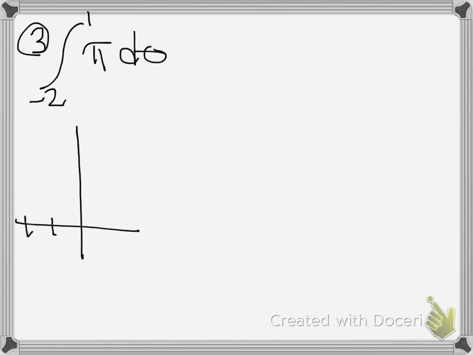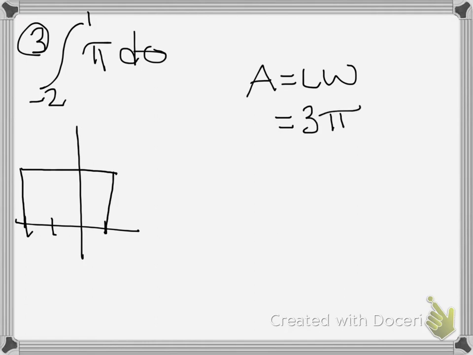3. The integral from -2 to 1 of pi d theta. But wait, Miss Gutierrez, it's not dx. That's okay. It's still going to be our same representation. I'm going from -2 to 1, and that's going to be pi. It's a constant. So what do we have here? A rectangle, and our area equals length times width, where our length is 3, our width is pi. Hello, answer. Happy Friday.